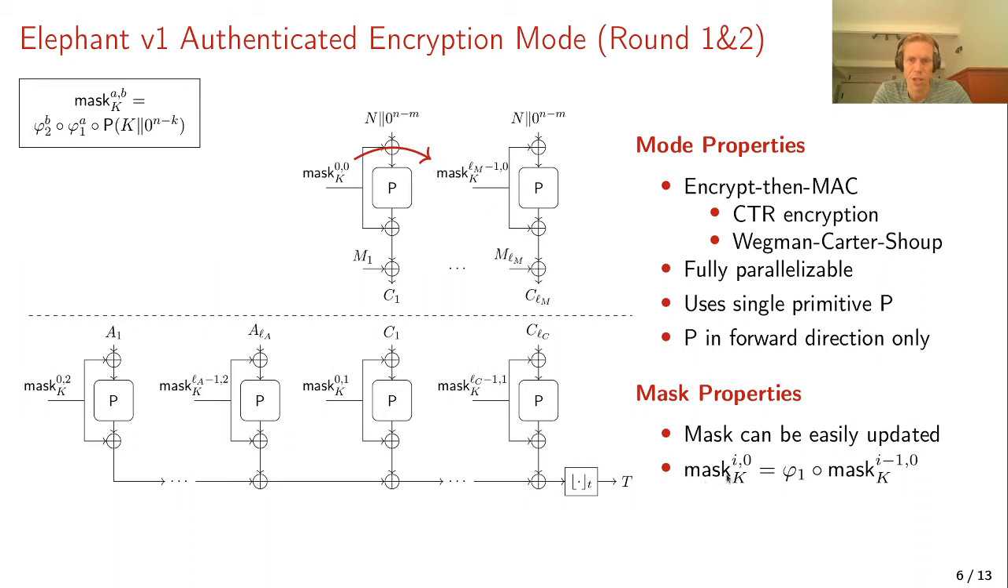So generally, mask of parameters I,0 is simply the mask of I minus 1,0 evaluated by phi1, where phi1 is the LFSR. And the same holds for the bottom portion. A different trick is that if you take the mask for encryption and the mask for authentication and you simply add them, it turns out that you get exactly the next encryption mask. So far so good. This was Elephant V1 for round 1 and round 2.